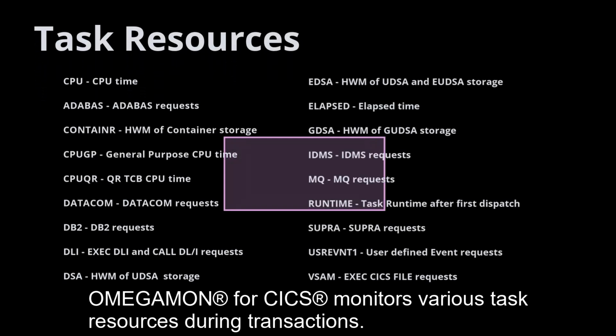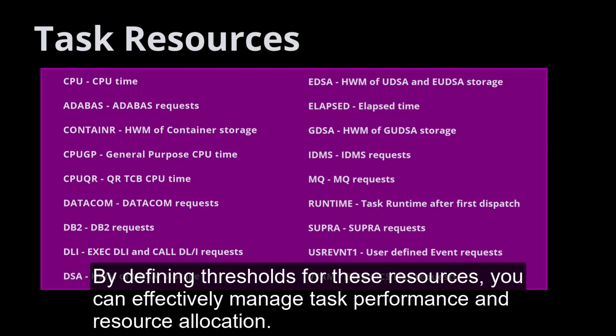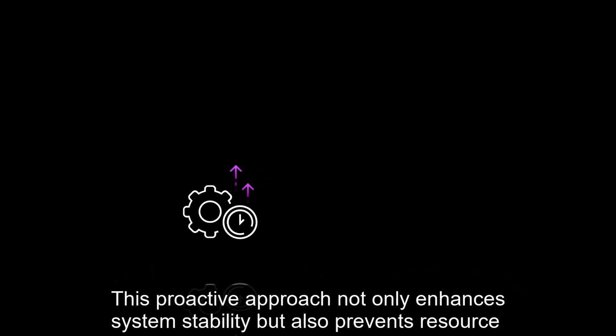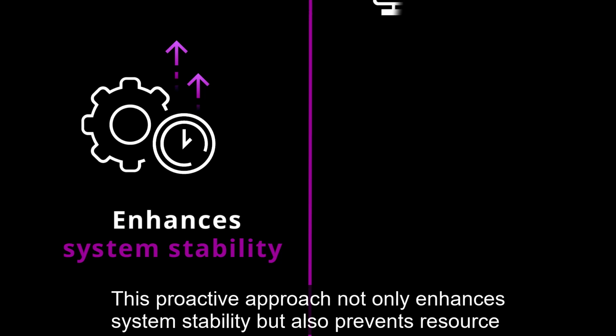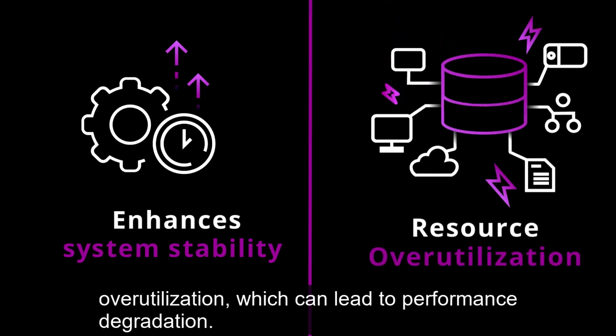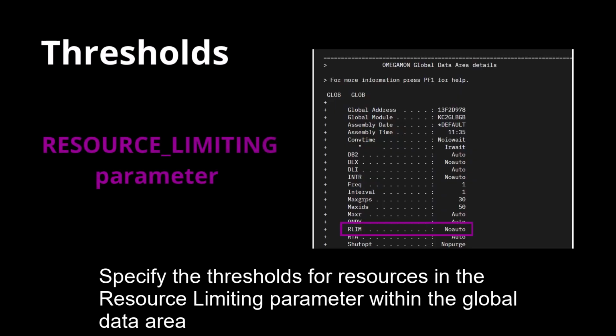OMEGAMON for CICS monitors various task resources during transactions. By defining thresholds for these resources, you can effectively manage task performance and resource allocation. This proactive approach not only enhances system stability but also prevents resource overutilization, which can lead to performance degradation. Specify the thresholds for resources in the resource limiting parameter within the global data area.